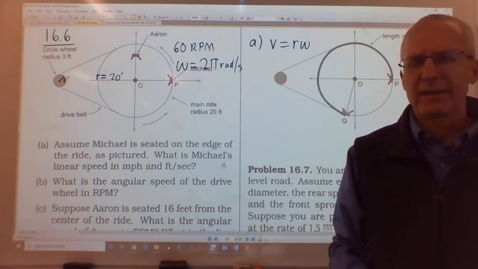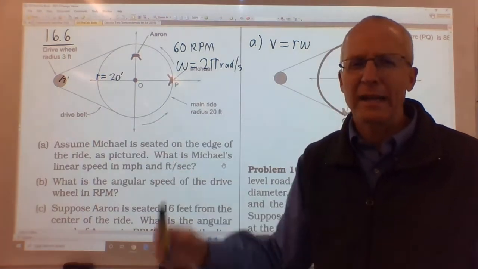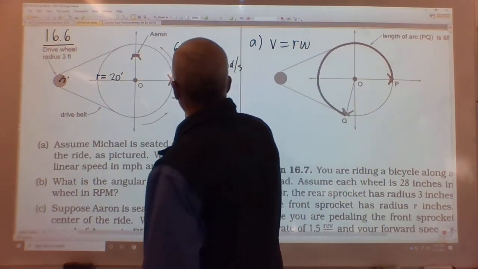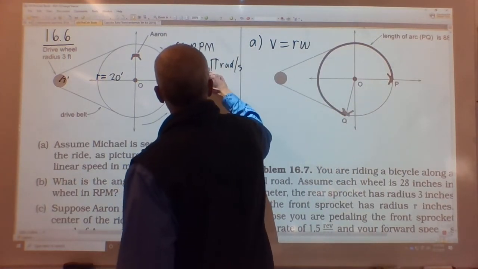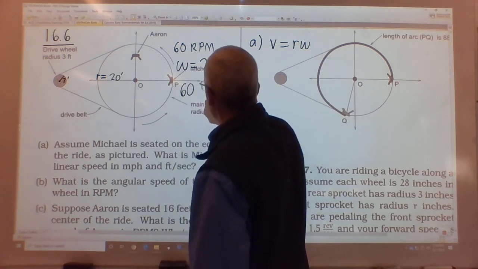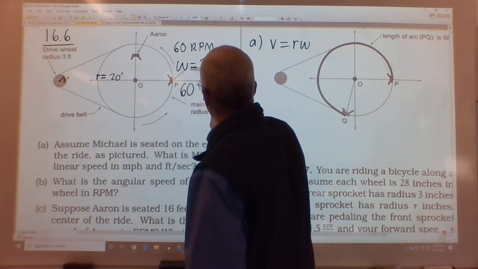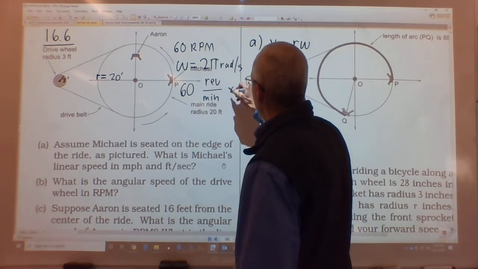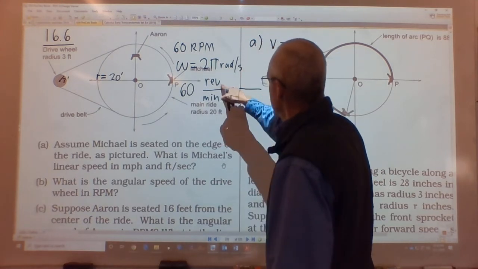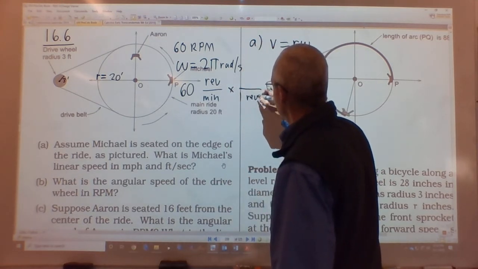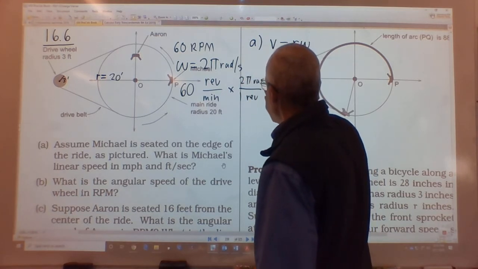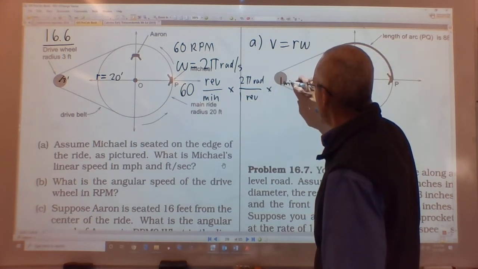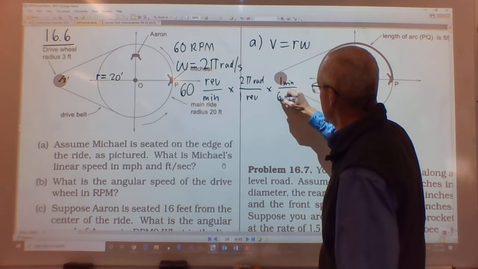Now let's say that they gave us a number like 47. We couldn't do that in our head. So how would we change that to radians per second if it wasn't easy? What you do is you write 60 revolutions per minute. We want to convert that to radians per second. So we multiply by 1 revolution. We have revolutions at the top, so we have to put that at the bottom. 1 revolution, 1 circle, is 2 pi radians. They're the same thing. Times, we have a minute at the bottom, so we put a minute at the top. 1 minute is 60 seconds.